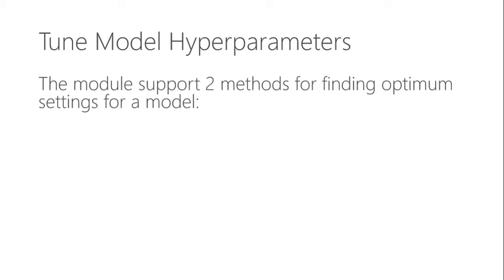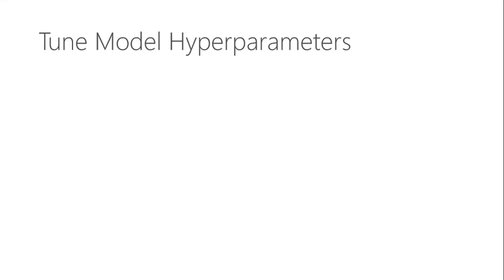The module supports 2 methods for finding the optimal setting for a model: integrated train and tune, and cross-validation with tuning.